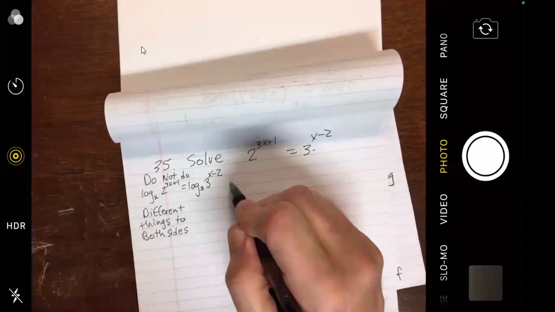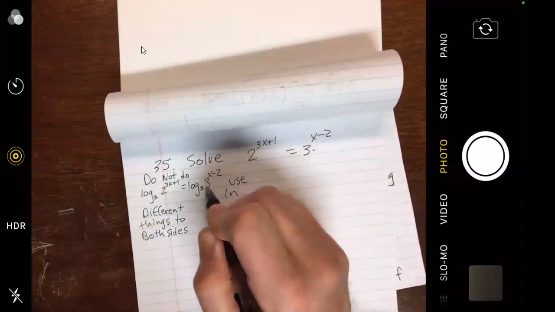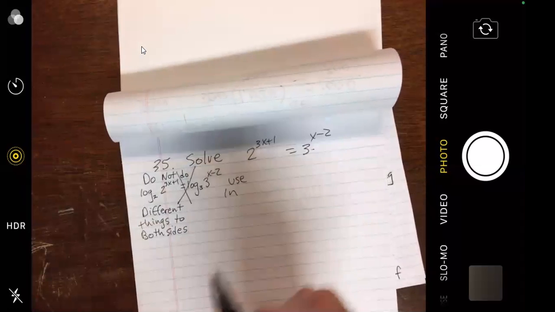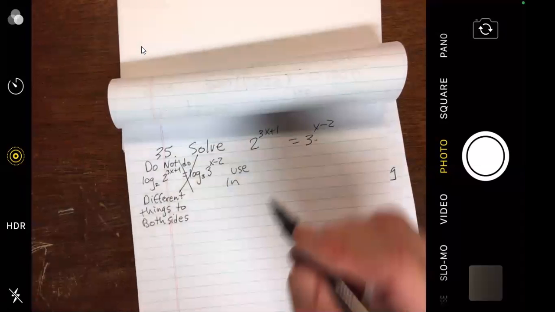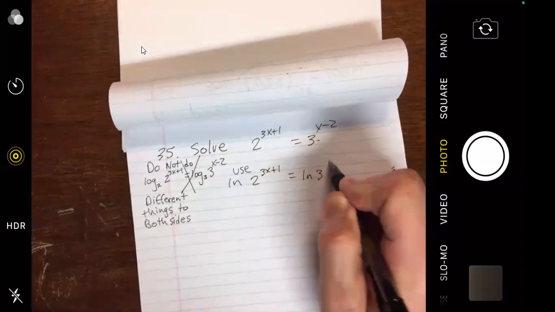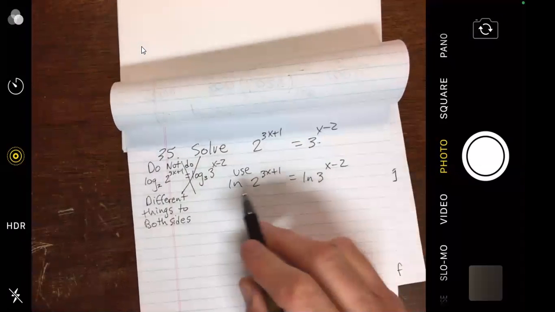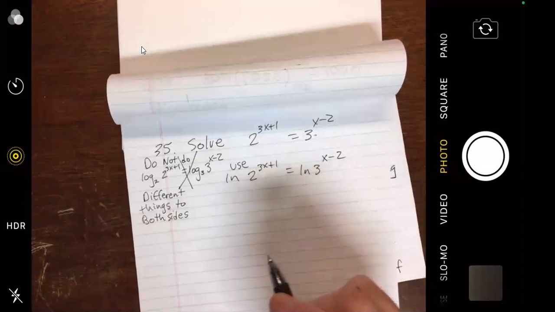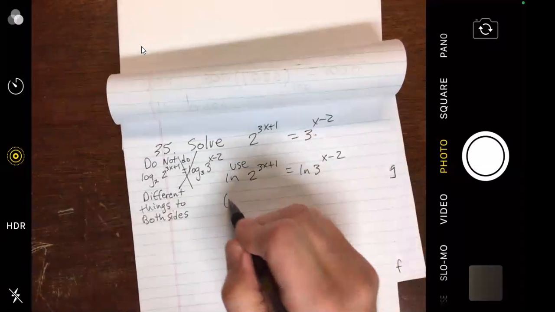So I use ln. Don't do this if you want a good grade. ln of 2 to the 3x plus 1 equals ln of 3 to the x minus 2. See, I use ln, doesn't undo either one. But I put the exponents in front.